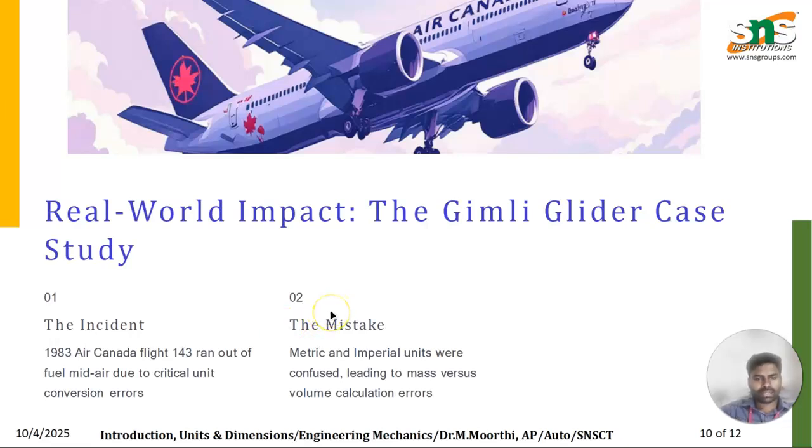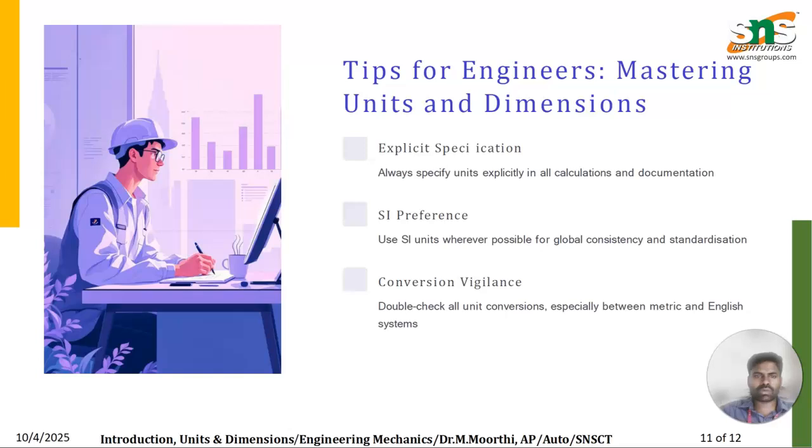Real world impact is, if you take some incident or mistake, you can analyze what the impact is, the quantity of impact, and easily analyze it with the units and dimensions. Without this, we cannot predict what it is. That is what units and dimensions in engineering mechanics do, they give value to something. So what are the tips for engineers? Explicit specification, SI preference, conversion vigilance. These are the major things regarding units and dimensions in engineering mechanics.